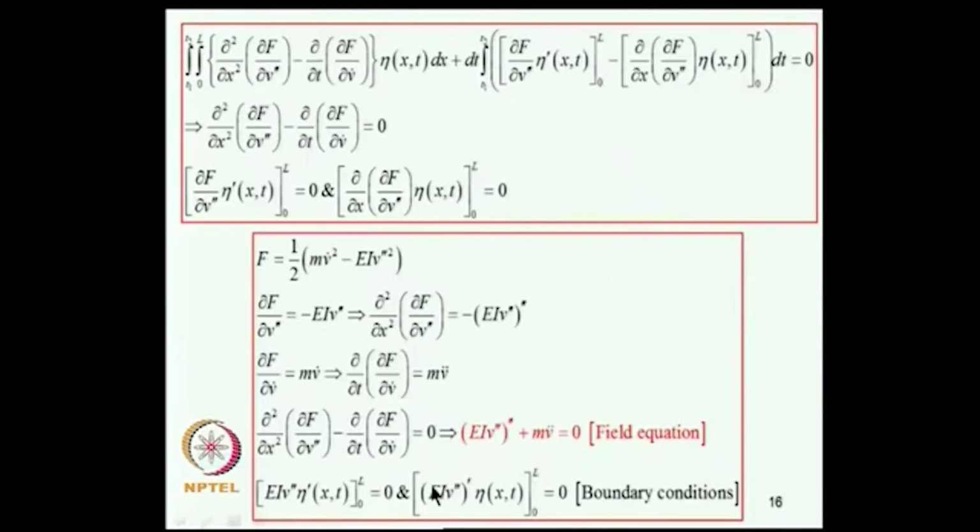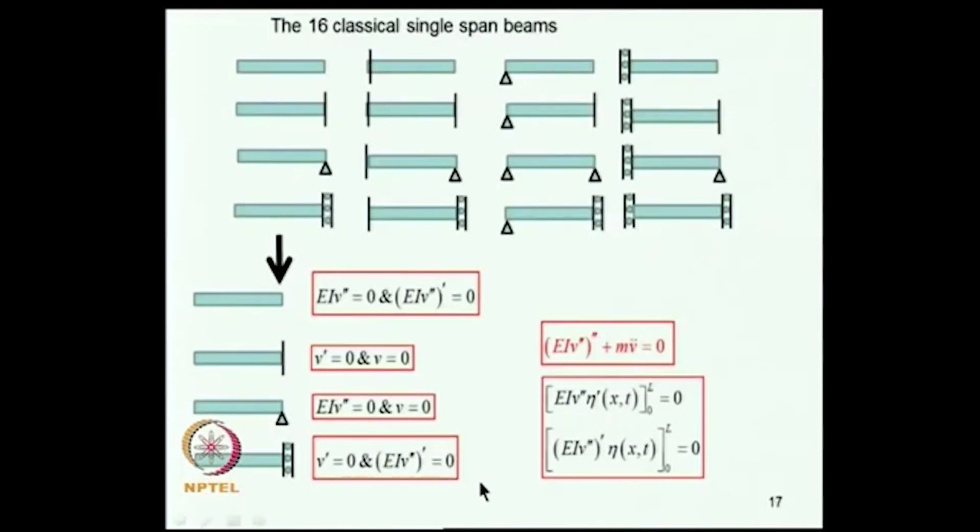On the other hand, at x equal to 0 or L, if displacements are specified, for example, in a simply supported beam the translation is specified to be 0, in which case this will be 0, and similarly at the fixed end the slope will be 0, therefore, this will be 0, the variation would be 0.